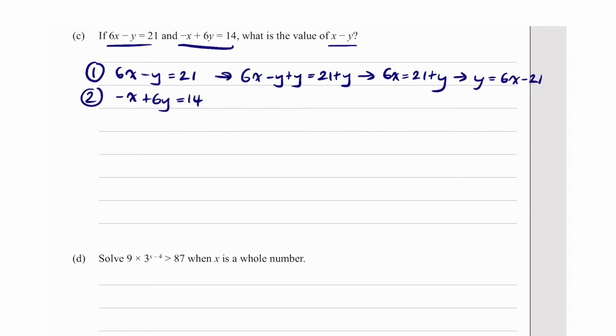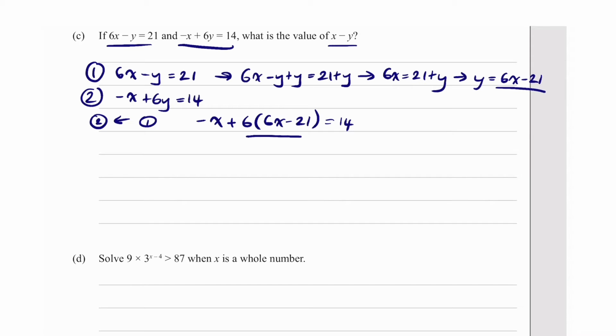Cool. Now I'm going to put equation 1 into equation 2. So what that means is wherever I see a y in this equation here, I'm going to replace it with this expression here. So what have we got? We've got negative x plus 6 times y. So our value of y is 6x minus 21, and that's equal to 14.